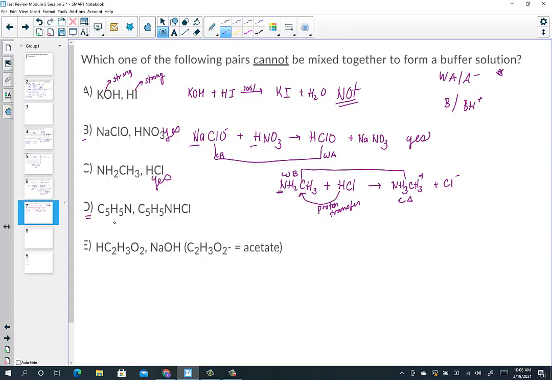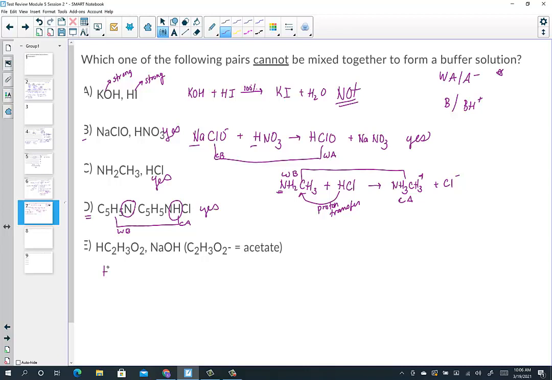Letter D is exactly the same chemistry. Notice the nitrogen. The nitrogen in the first has no hydrogen attached to it, but in the second it does. So we've had a proton transfer. This is a weak base and its conjugate acid. So yes, that is a buffered solution.